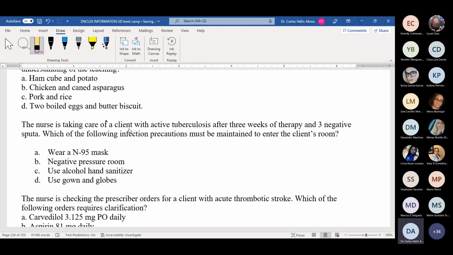The nurse is taking care of a client with active tuberculosis after 3 weeks of therapy and 3 negative sputa. Which of the following infection precautions must be maintained to enter the client room? A: wear an N95 mask, negative pressure room; B: use alcohol hand sanitizer; C: use gowns and gloves. A. That's an apple. No.